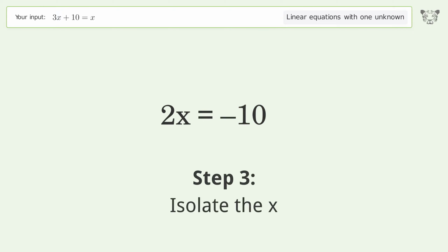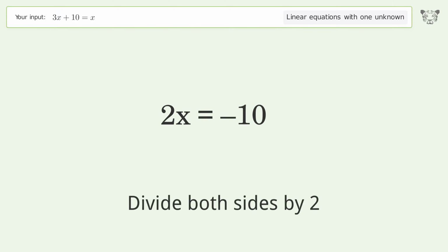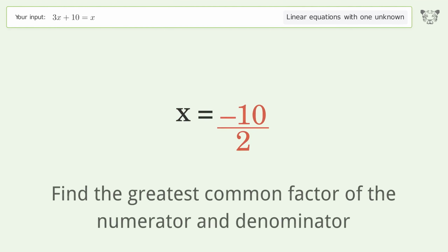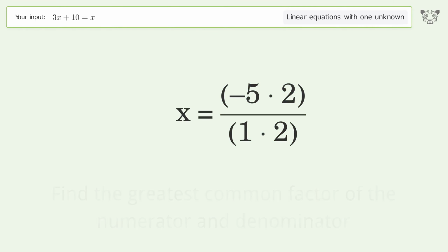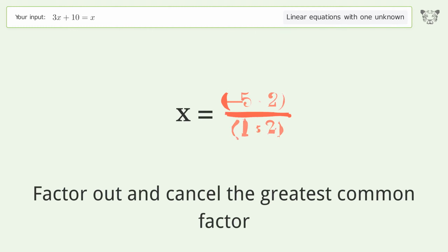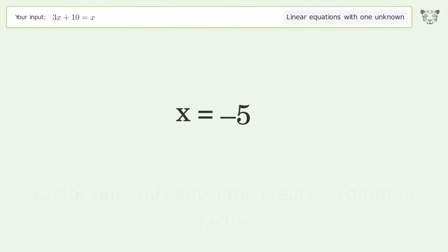Isolate the x. Divide both sides by 2. Simplify the fraction. Find the greatest common factor of the numerator and denominator. Factor out and cancel the greatest common factor. And so the final result is x equals -5.